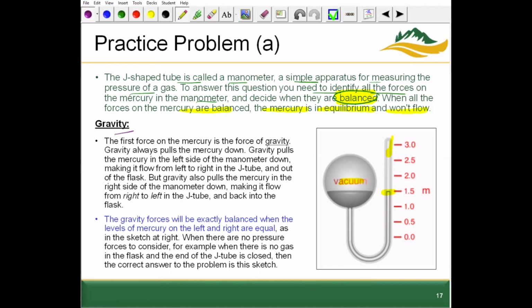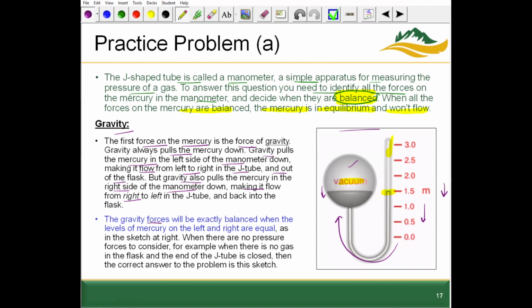So gravity is one force we should think about. Gravity is always present, and the first force on the mercury is the force of gravity. It is always going to pull the mercury down. So gravity pulls the mercury in the left side of the manometer down, making it flow from the left to the right in the J-tube and then out of the flask. So we'll have some mercury pushing down here. At the same time, gravity also pulls the mercury in the right side of the manometer down, making it flow from right to left in the J-tube, and therefore back into this flask.